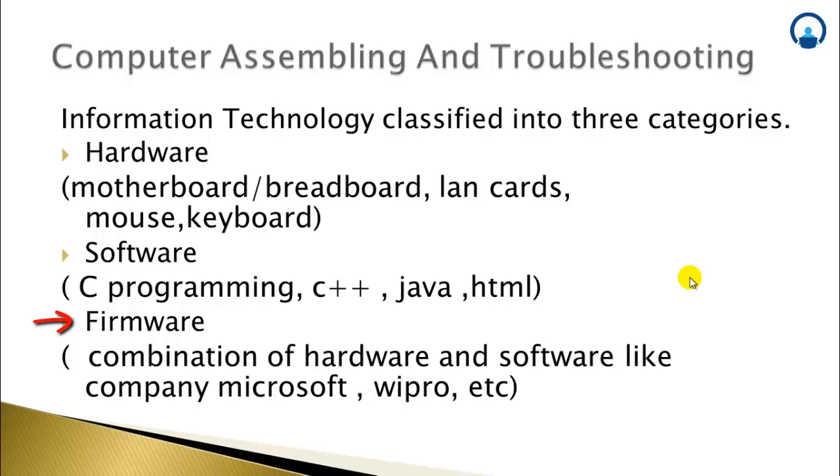Then third comes the firmware. Firmware is the part where hardware and software come together, combined and used in a company. For example, take Microsoft, Wipro or Infosys. In a company they use computers, but what do they use in the computers? They use software application programs. So third is the firmware.